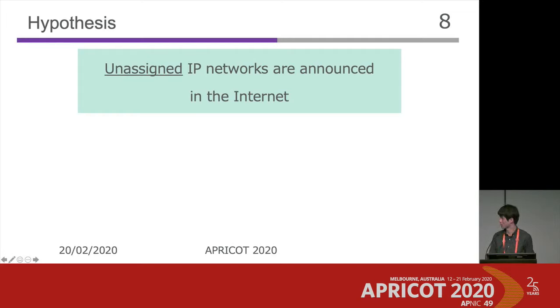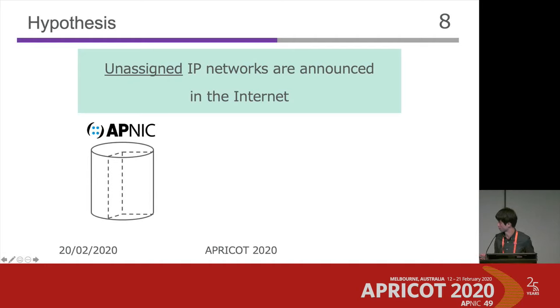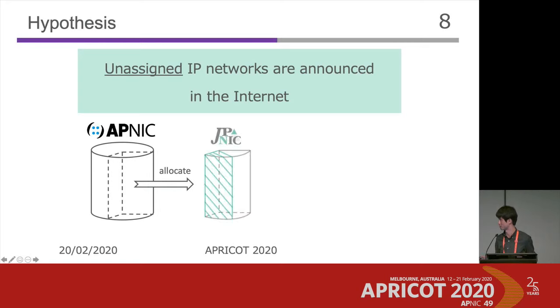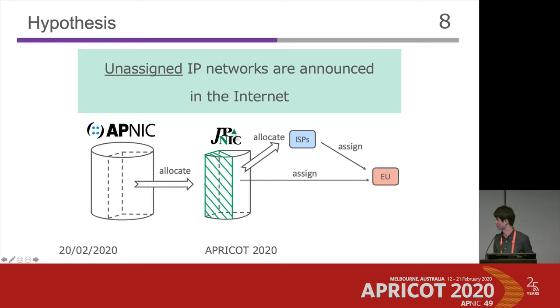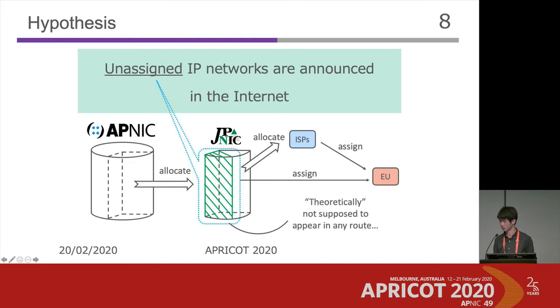Now, our hypothesis, well, not a hypothesis, but what we confirmed, is that unassigned IP networks are announced on the internet. To review the situation, APNIC first allocates to JPNIC, then JPNIC further allocates or assigns to ISPs and end users. But this green part, which theoretically is not supposed to appear in any actual routes, is actually announced as a legitimate route on the internet.